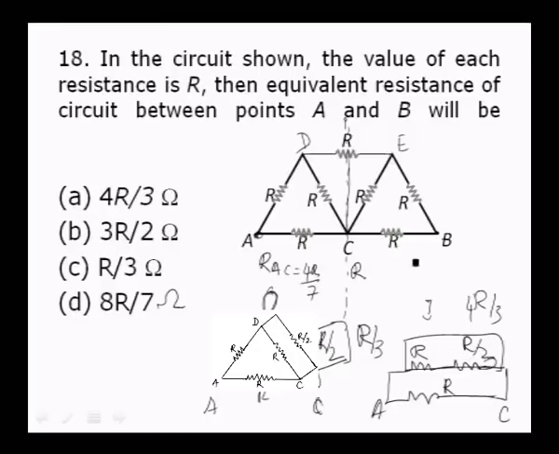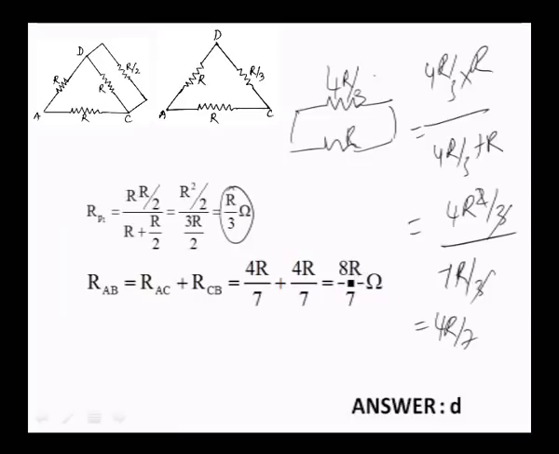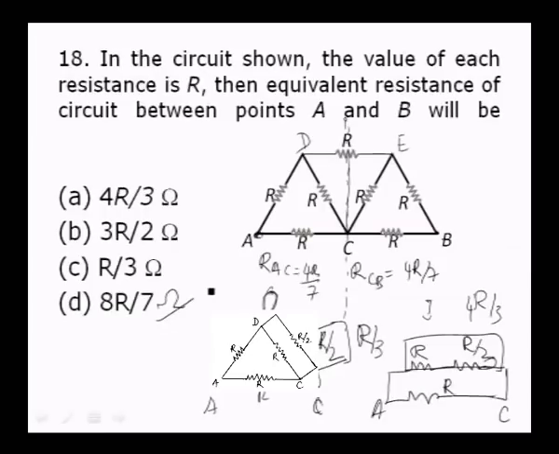Similarly, the resistance between CB is also the same, 4R divided by 7. Then they are in series, so you are going to add. Add means multiply by 2, and we get the effective resistance, that is RAB, which is equal to this plus this. If you add these two, we get 8R divided by 7. The correct option for this question is D.